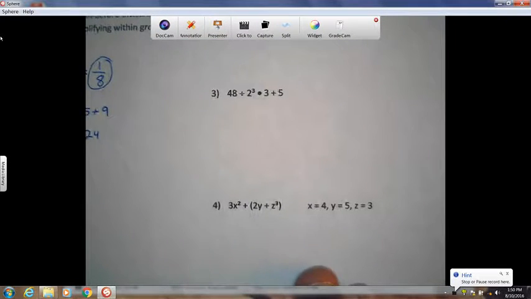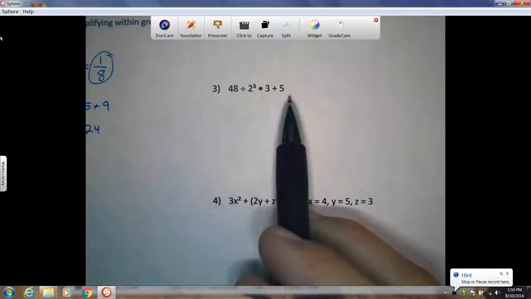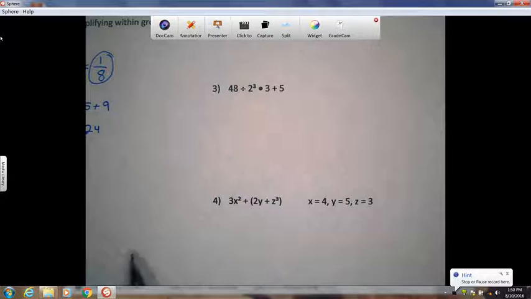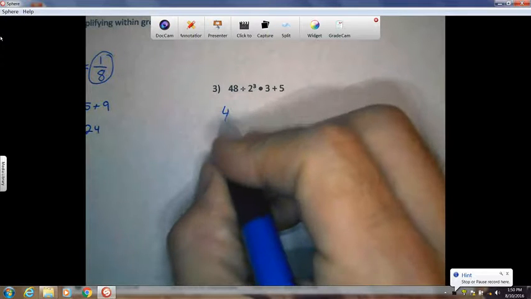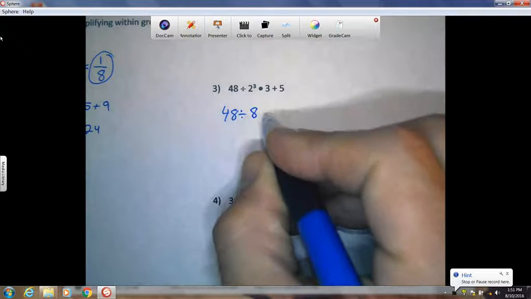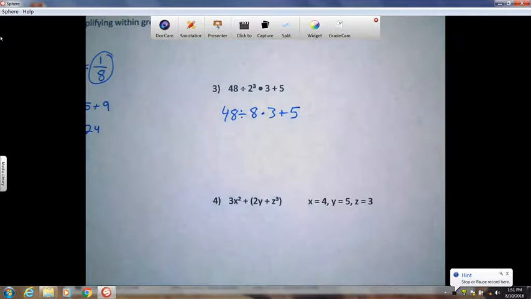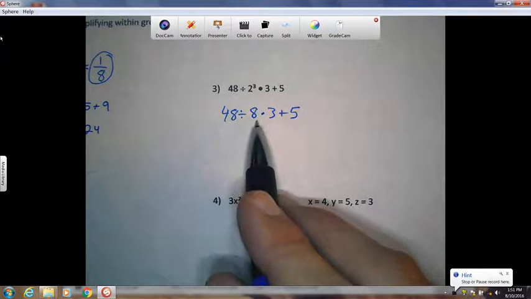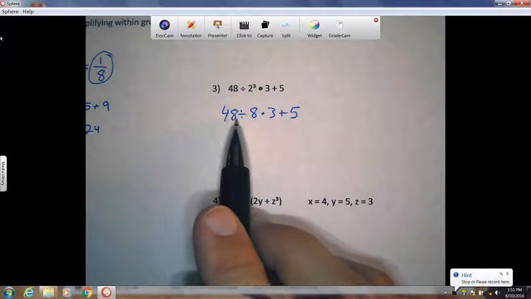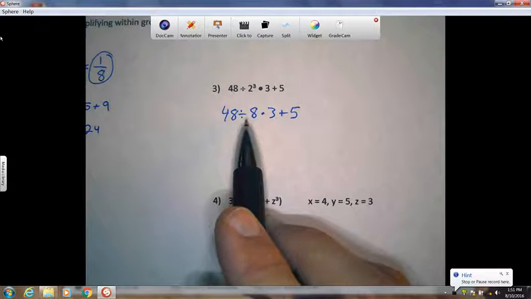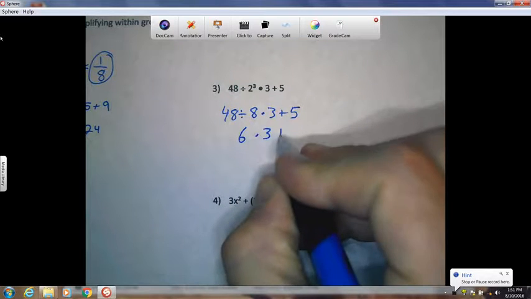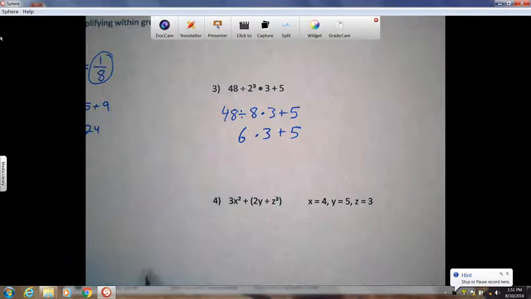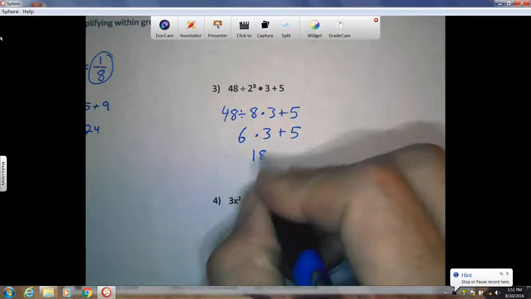Number 3 looks like this. I see no grouping symbols, so the first thing I'm going to do is look for powers, and here I have 2 to the third power. I'm going to change that to 8. Everything else I just drop down and write the exact same way. Next, I have division and I have multiplication, so I'm going to work from left to right. That means I do 48 divided by 8, and that's 6. Then 6 times 3 is 18. Then 18 plus 5 is 23.